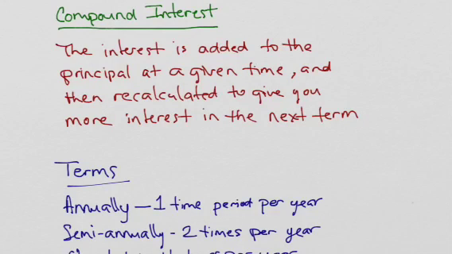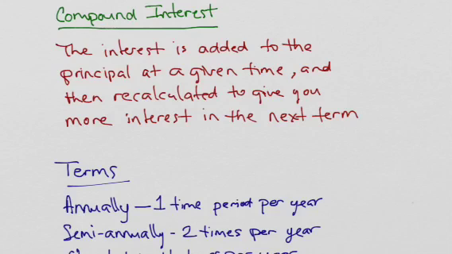All right, today we're going to be talking about compound interest. It is different than simple interest, and this is really what we actually use with bank systems. And it says that the interest is added to the principal at a given time, called a term, and then recalculated to give you more interest in the next term.